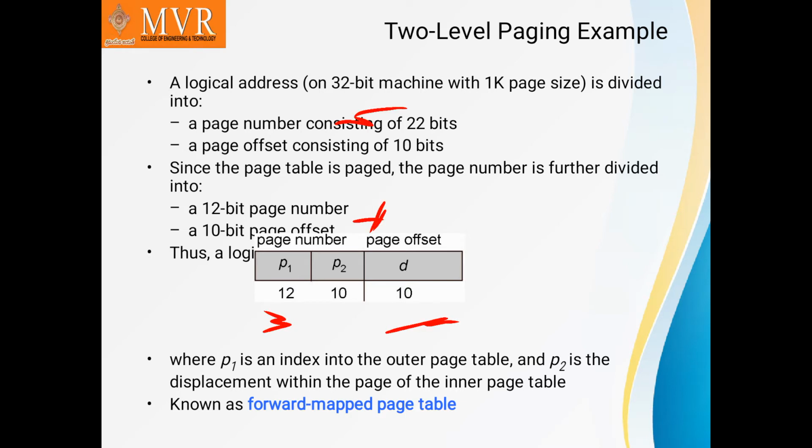So if it has two pages, then it will be divided into page number and page offsets, where P1 is the index of the outer page table and P2 is the displacement within the page of the inner page table. Here P1 is the outer page table, P2 is the inner page table. So it is known as a forward mapped page table.